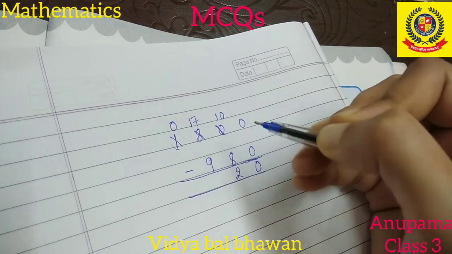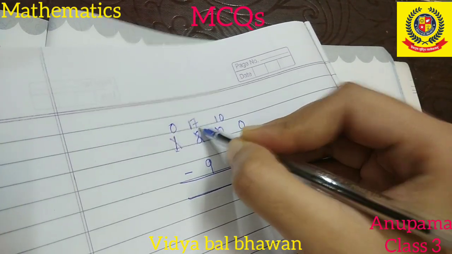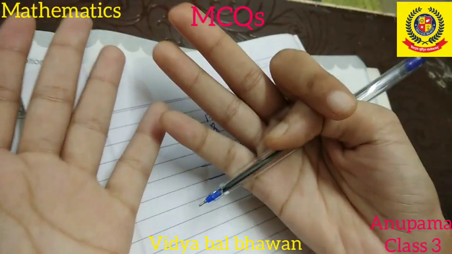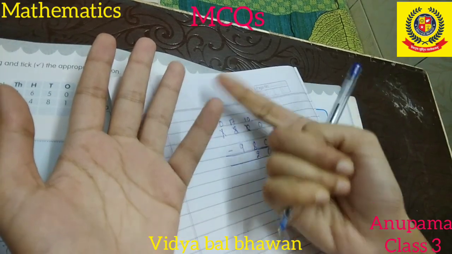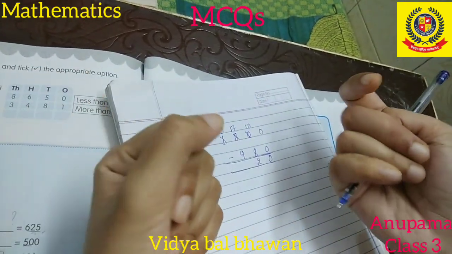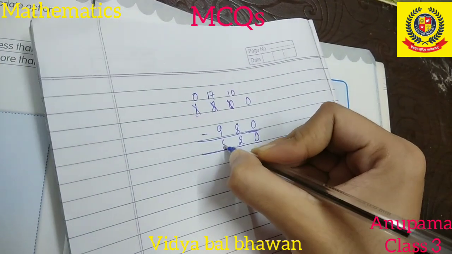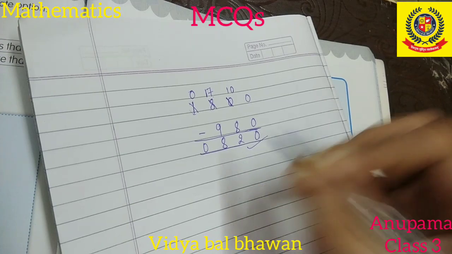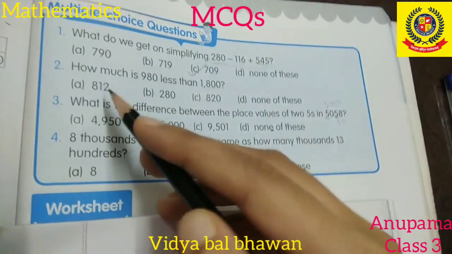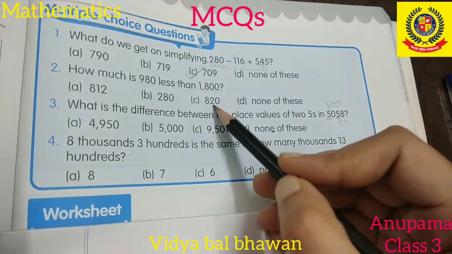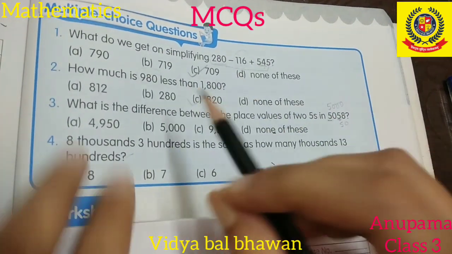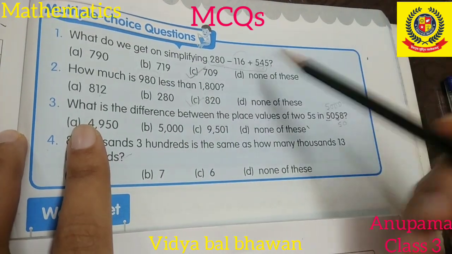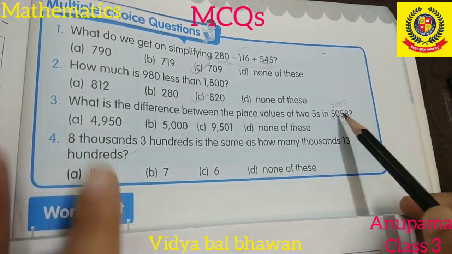Now 17 minus 9, start backward counting from 17, open 9 fingers. Okay. Then 16, 15, 14, 13, 12, 11, 10, 9, 8. So answer is 8. Okay. Now here 0. So answer is 820. So where is 820? 812, 280, 820. So answer is 820.